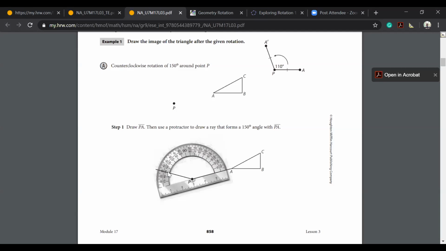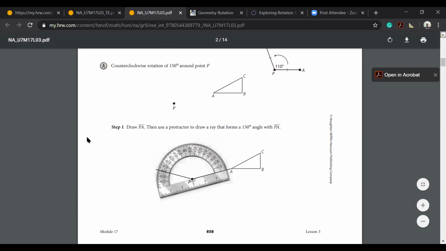So the 150 is in here. And then I will mark a point at the 150. And then what should I do? I will get my ruler and draw a line. So now we have two lines: I have PA and I have another line. This other line has the point A prime somewhere.